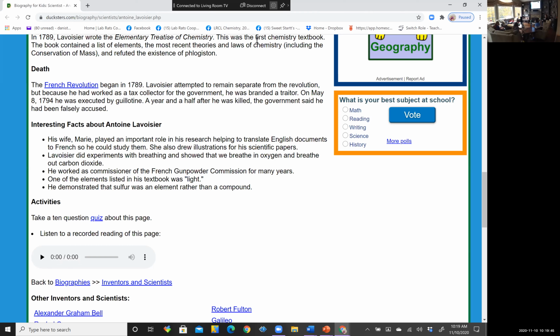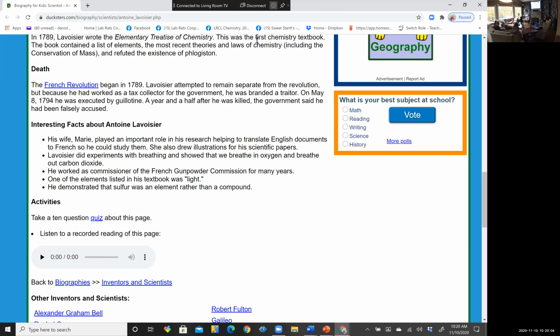Lavoisier attempted to remain separate from the revolution, but because he had worked as a tax collector for the government, he was branded a traitor. On May 8th, 1794, he was executed by guillotine. What's the guillotine do? Slices off people's heads. Right off.